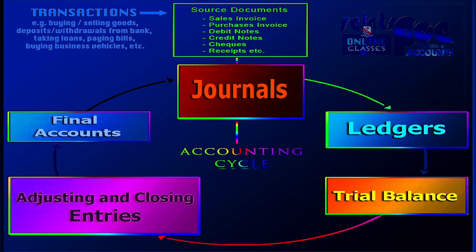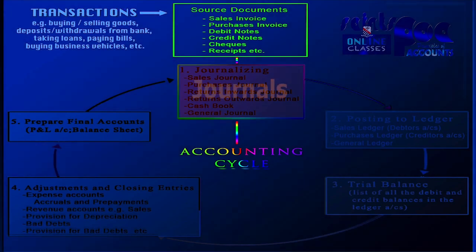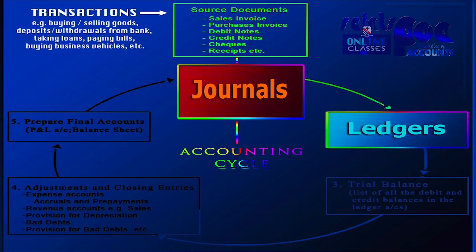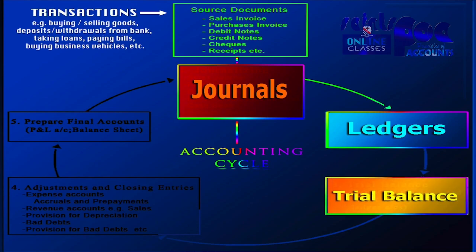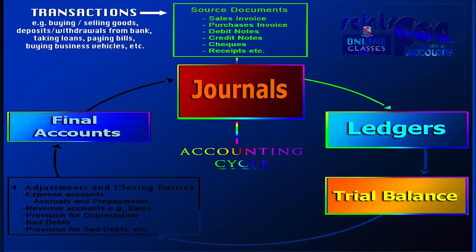Good. So you would remember that we have our 5 steps in the accounting cycle, 6 if you count in the source documents. We have the source documents and we will journalize, post the ledgers, which would be our T accounts, do the trial balance, which was the list of debit and credit balances. And usually we would have to go to the 4th step, which is the adjusting and closing entries. However, we skipped that and we went to the final accounts, the income statement and the balance sheet.